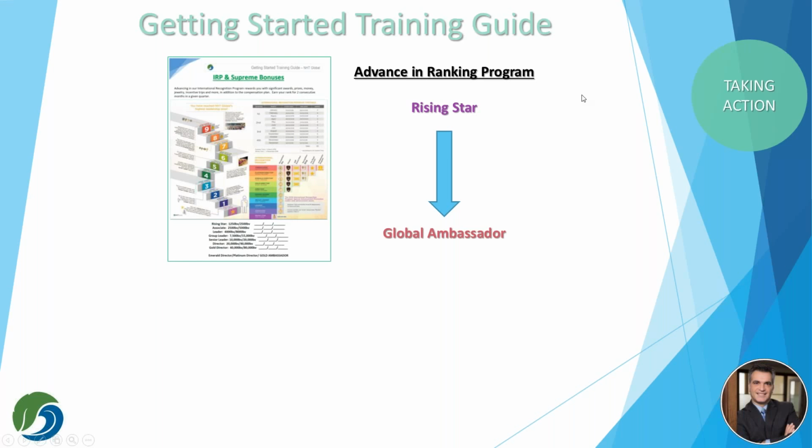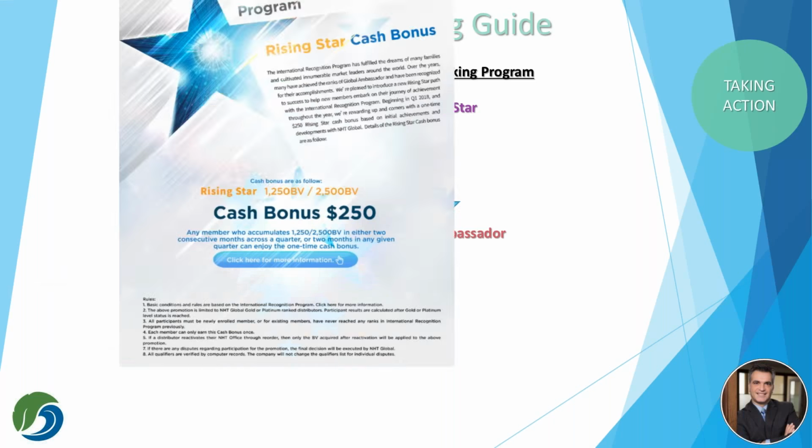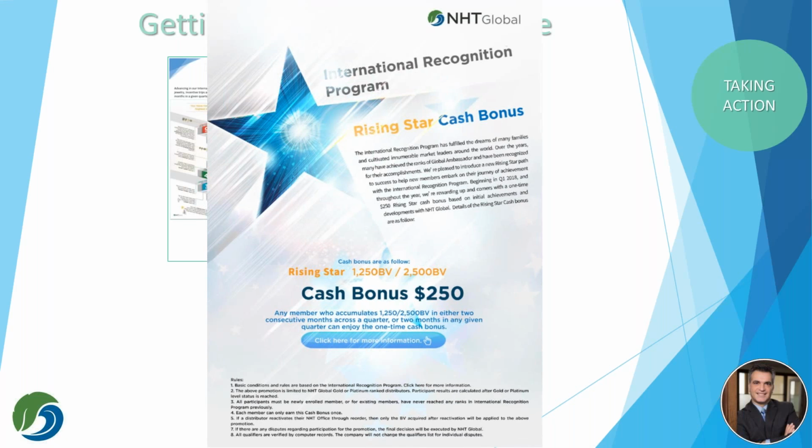We start our first recognition as a rising star, and we climb through the ranks to get to global ambassador. Now, here's what's more exciting that I want you to focus on immediately, which is getting to the rising star. Why? Because we have a cash bonus. So here's how this rising star works. When you accumulate 1,250 business volume on one team, and you accumulate 2,500 business volume on the other team, what did I just go over to cycle? That's the qualification for you to earn a cycle.